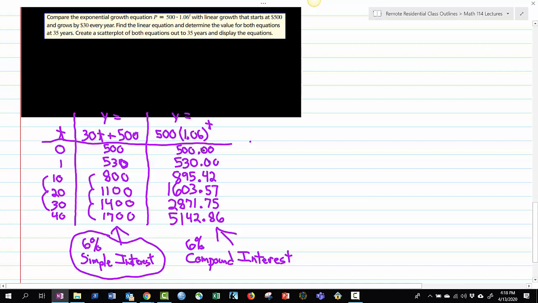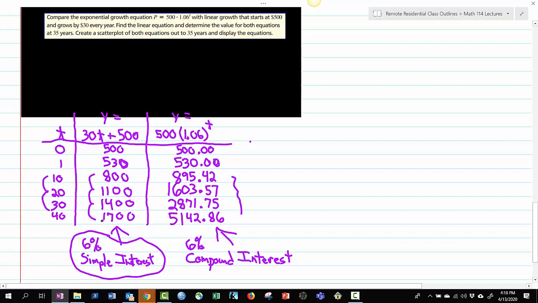So we started at the same spot, year 0 at the beginning, $500. First year, 6% is the same thing, 530. After that, it begins to go up faster. After 10 years, on the simple, we'd have 800. That's linear growth. On the exponential, we'd have $895.42. And you keep doing this, the longer time goes on, the bigger difference it makes.